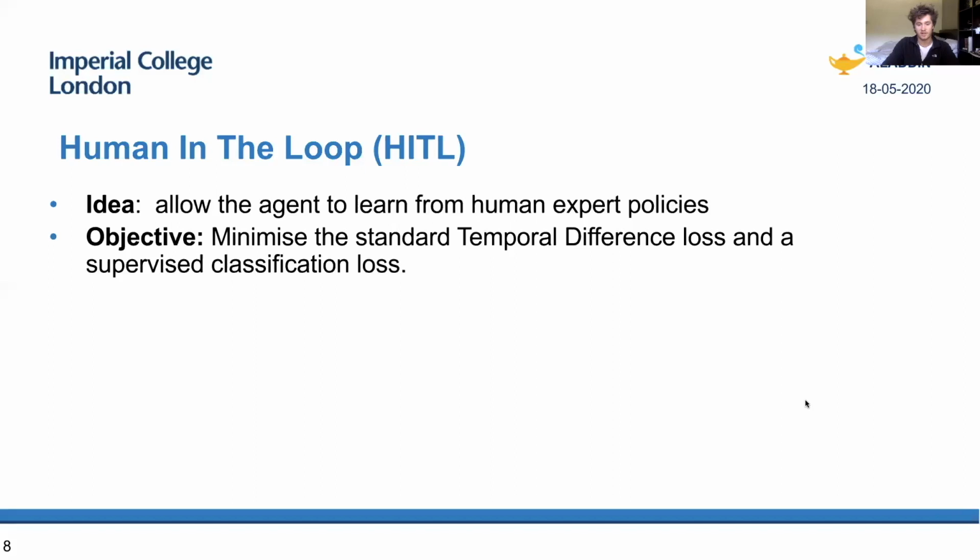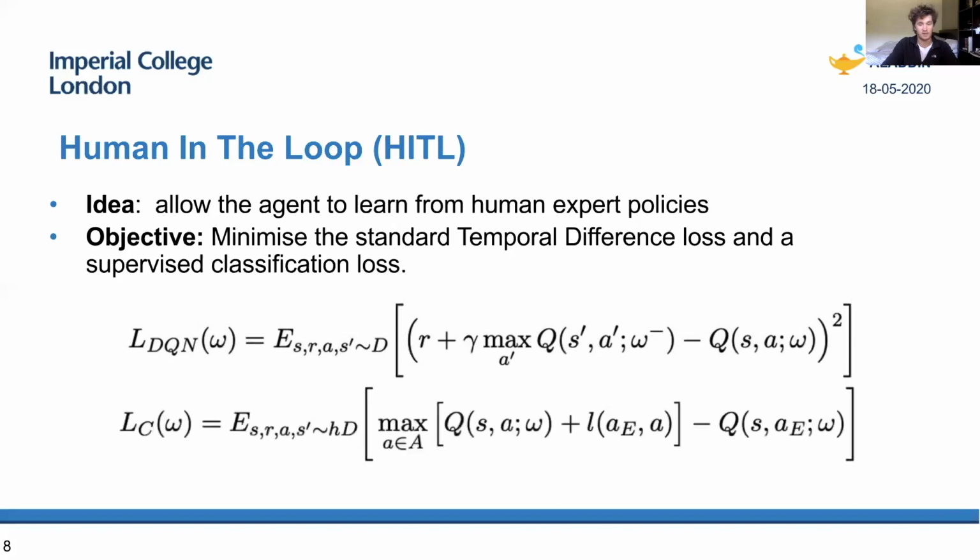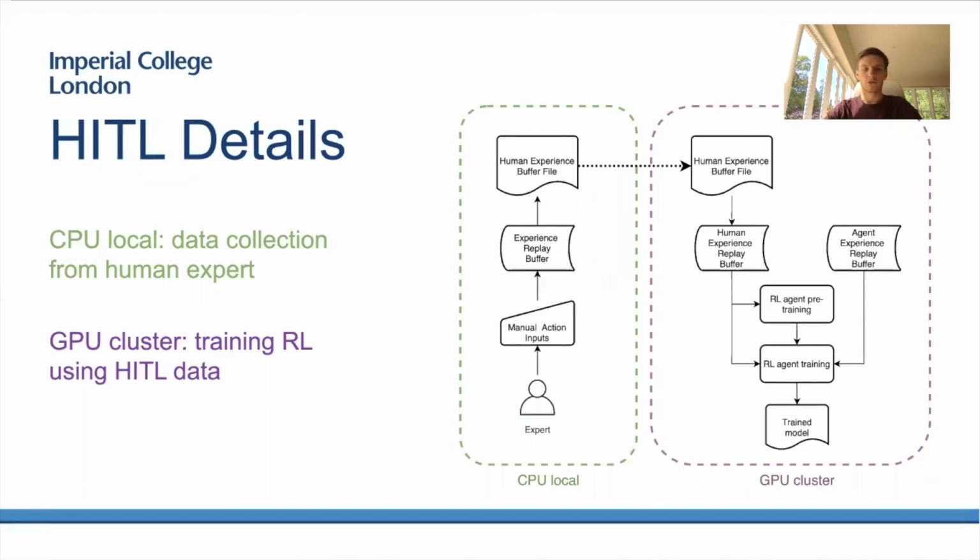The objective function is a hybrid loss function, consisting of the standard temporal difference loss, as we can see detailed here, and a supervised classification loss, as we can see detailed here, which ensures that Q values corresponding to actions that the human did not take are a set amount lower than Q values corresponding to actions that the human did take. The exact balancing contribution between these two is a hyperparameter which needs to be set, detailed here by Lambda.